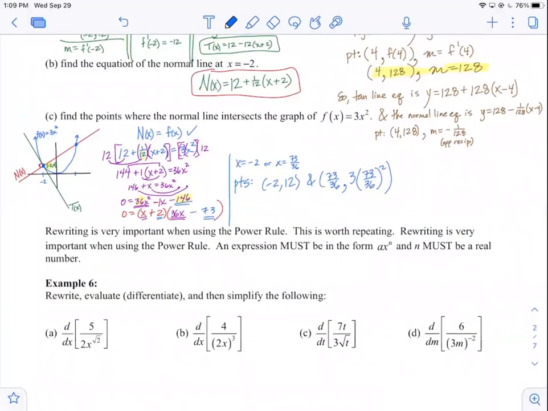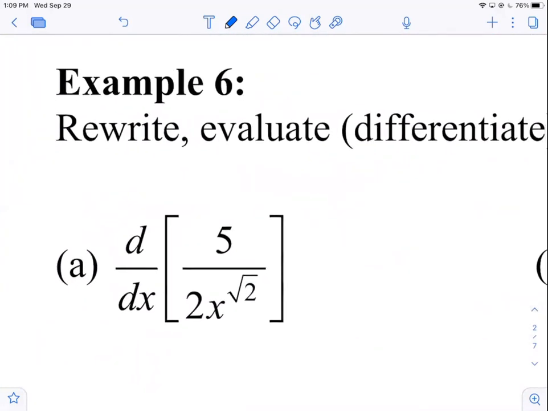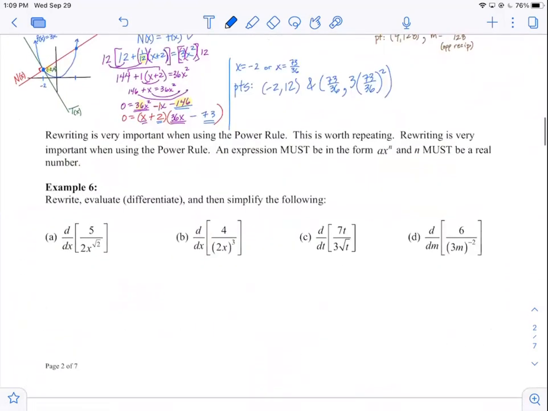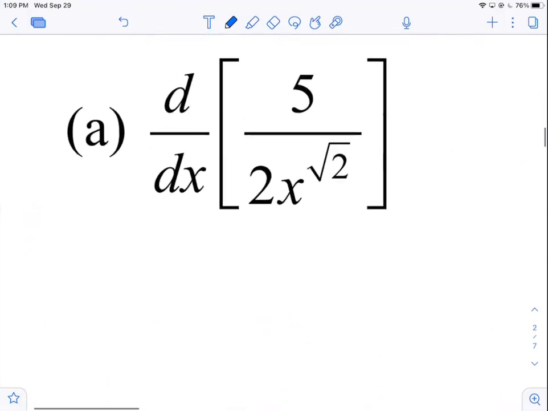Okay, so on example 6 is more of the same, except instead of doing it in the noun format, it's in the verb format, okay? The noun format is basically, here's a function, y equals or f equals, what's the derivative? F prime, dy dx. But we could really do the same thing with an expression rather than an equation. So that's what we're doing on example 6.